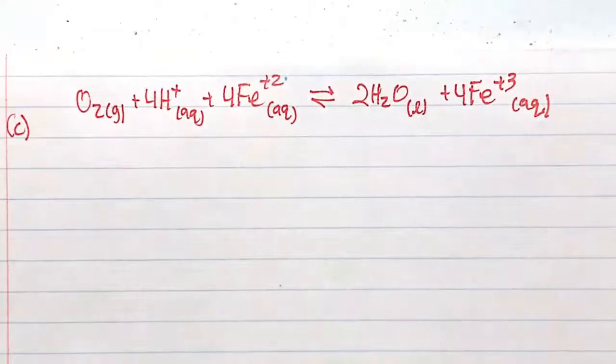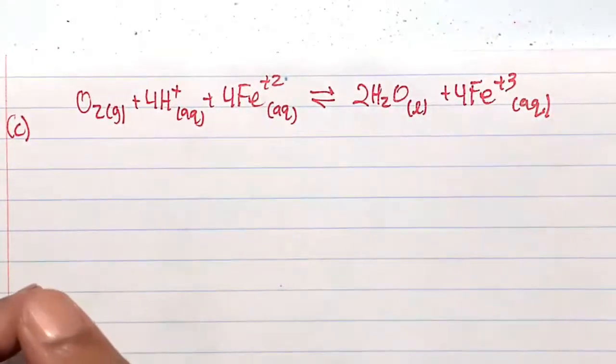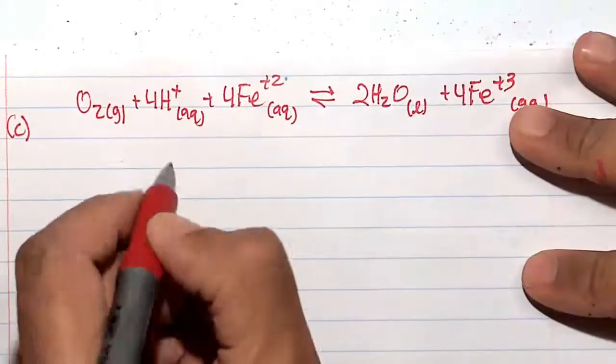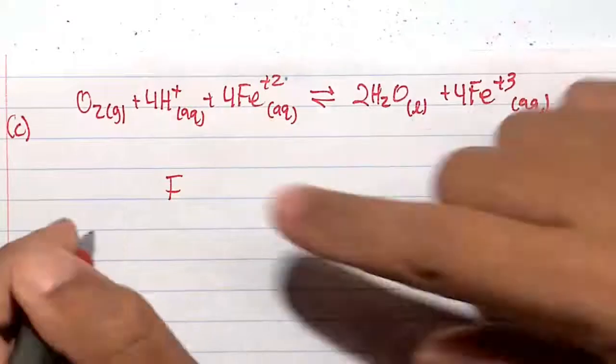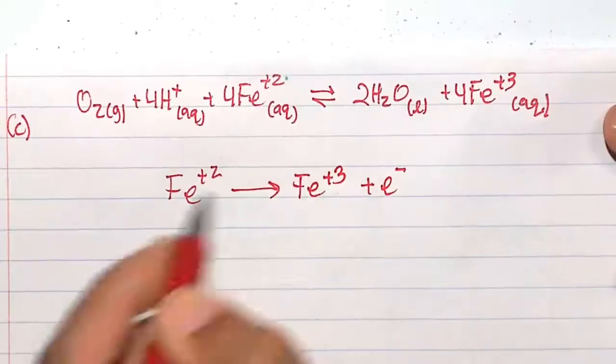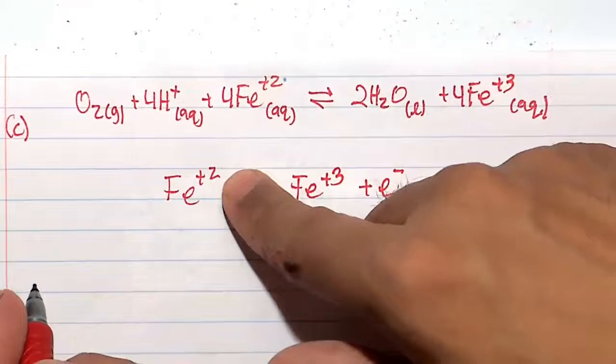So let's solve for E cell here, which is the combination of the cathode and the anode. First thing we see here is Fe plus 2 going to Fe plus 3. I'll avoid the 4. We're sort of breaking this down. We'll get the 4 back later. This is a 1 electron transfer. This loses 1 electron. Plus 3 minus 1 is plus 2.